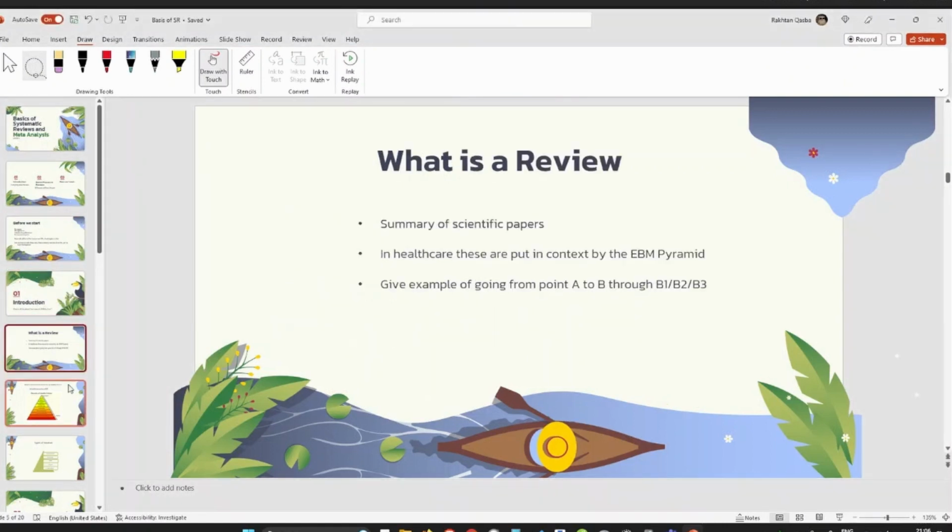So what is a review first? In short, a review is a summary of scientific papers. In reviews, we summarize the evidence. That's it. For example, what do we mean by summarizing the evidence? Say we are looking into how many traffic accidents are happening in a particular location.